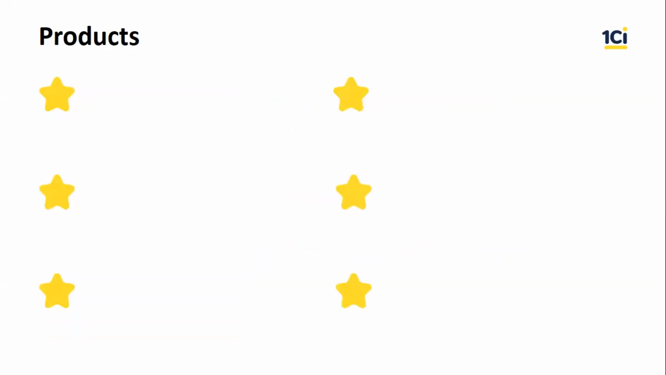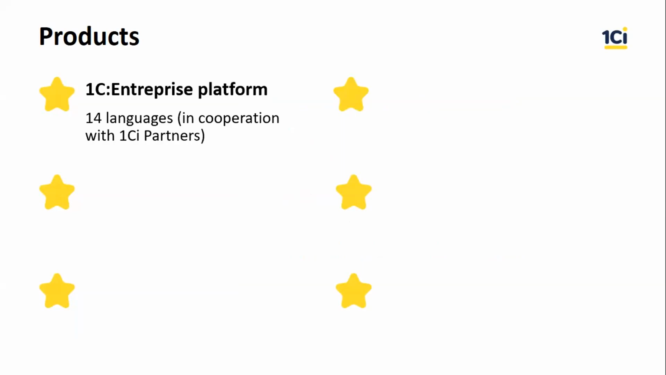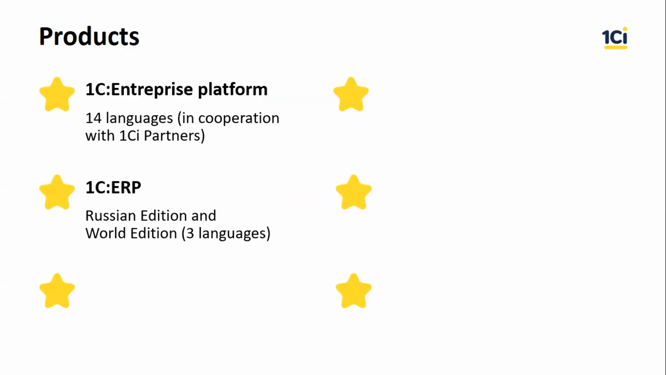Nowadays, the 1CI localization team takes part in localization of 1C platform, which is translated into 14 languages in cooperation with our partners. We also localize the ERP system, which has 2 main editions, Russian and World. The Russian edition is being translated into English only, and the World edition is being translated into English, Polish, and Italian. They differ not only in languages, but also in the functional part.